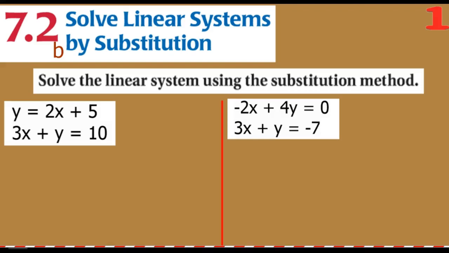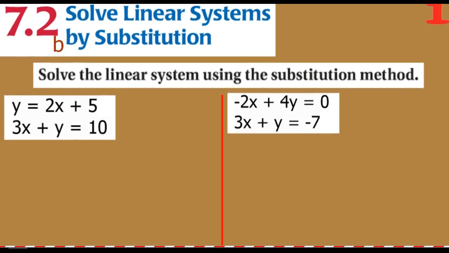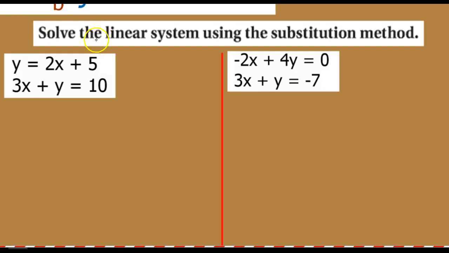Welcome everyone. Today we're going to continue our solving linear systems by substitution. So we're doing 7.2b today. So the first thing we got to do is solve this system using the substitution method.